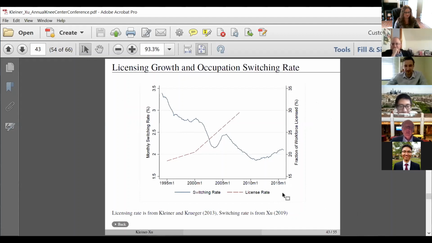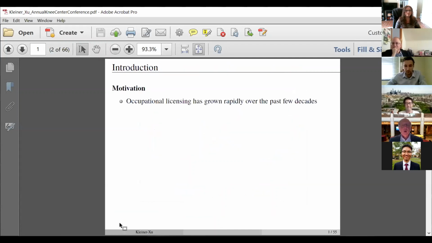Certainly it's been affected by the business cycle. In contrast, occupational licensing has been growing. I'm sure you could put a lot of different declining factors, unions and many other factors that have been declining over time, and certainly occupational licensing has been growing. So this is just one additional factor: the fact that individuals are switching jobs a lot less in the U.S. labor market is at least correlated with the fact that occupational licensing has been growing.